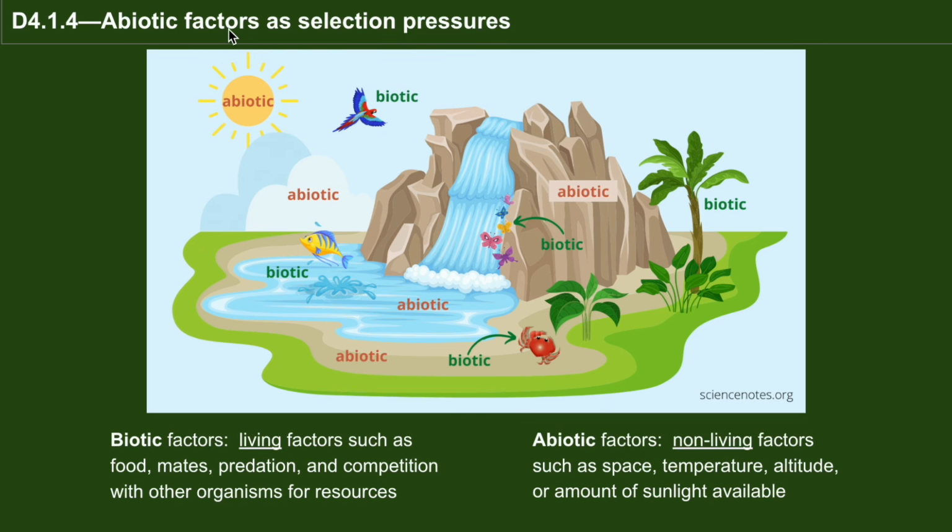Next, abiotic factors as selection pressures. So remember that we're studying biology. Ology means the study of, and bio means life. And so since bio means life, biotic factors are living factors such as food, mates, predation, competition with other organisms for resources. And so therefore abiotic factors are those non-living factors. This could be things like available space, temperature, altitude, or amount of sunlight available.